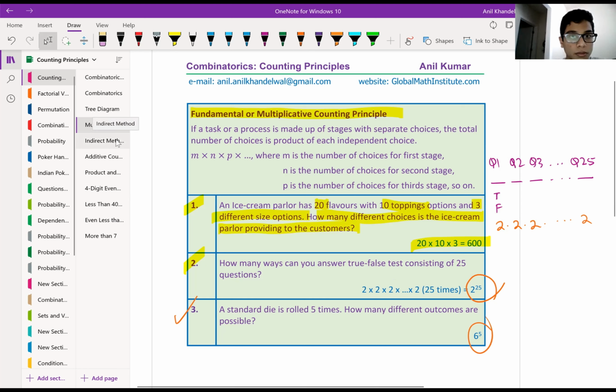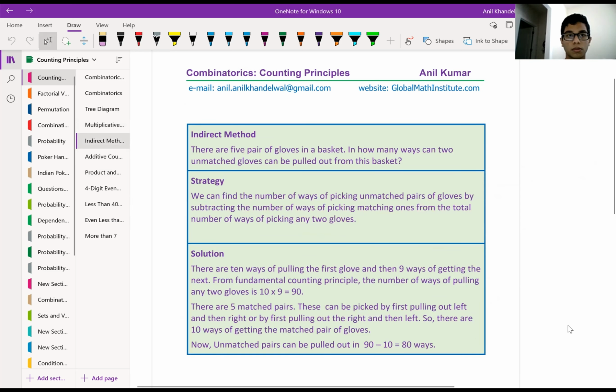Now, directly we counted the number of options in this particular case. We could have indirect counting also. Let us see what is indirect counting with the help of examples given here. Now, can you please read what is indirect method? There are five pairs of gloves in a basket. In how many ways can two unmatched gloves be pulled out from this basket?